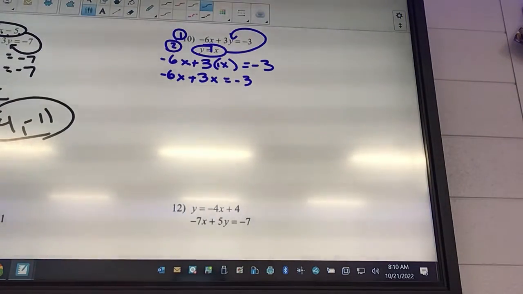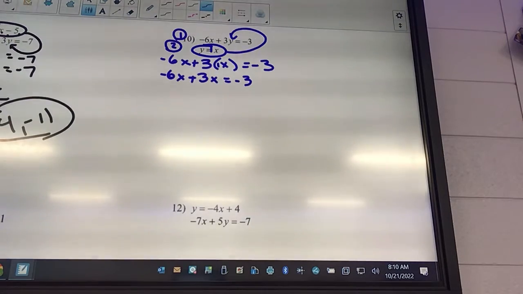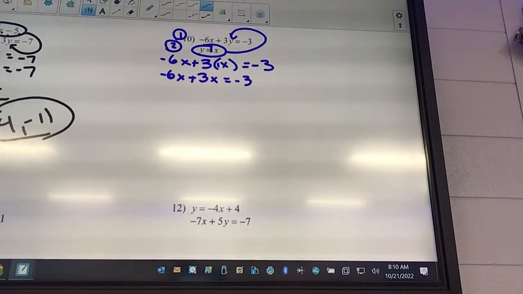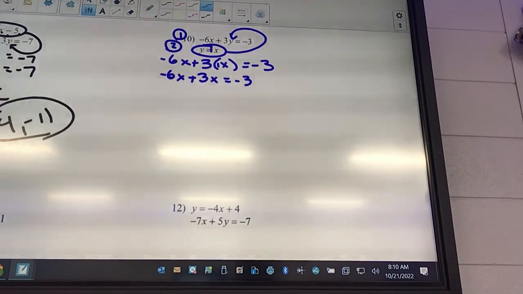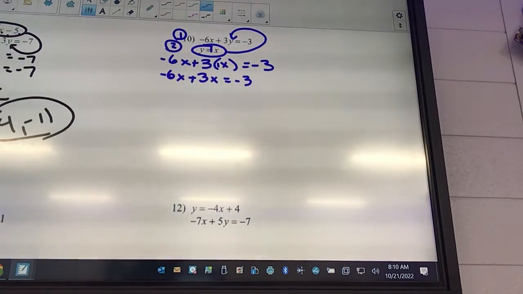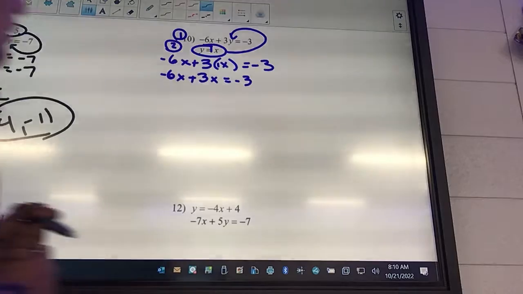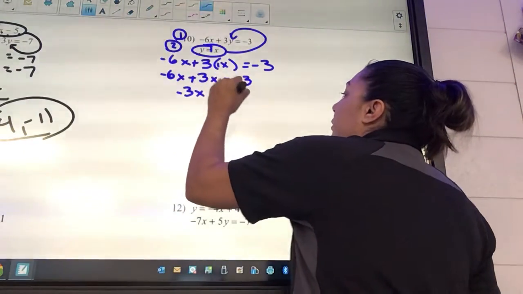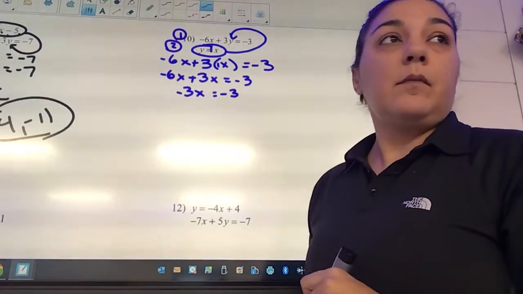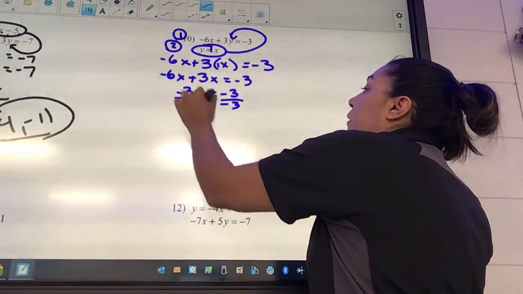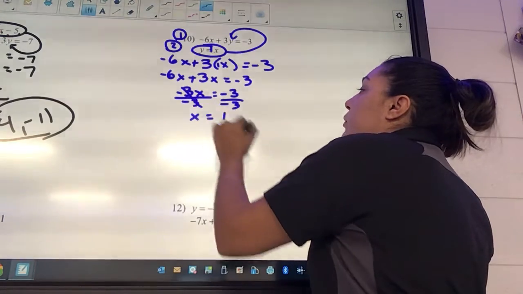Continuously look at that equation and just go with your math gut, hopefully you have built one a little bit by now. Okay, what needs done next? Combine negative 6 plus 3. Negative 3x equals negative 3. Okay, and then we're going to divide by negative 3. So we get x equals 1.